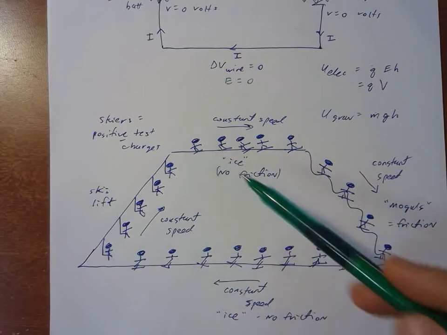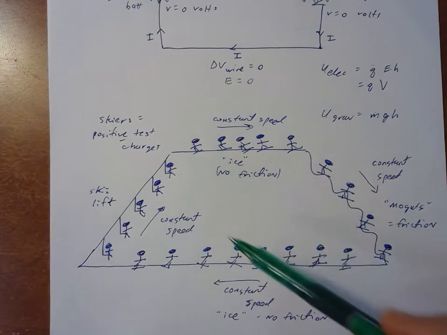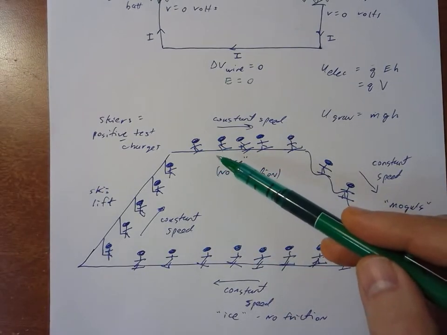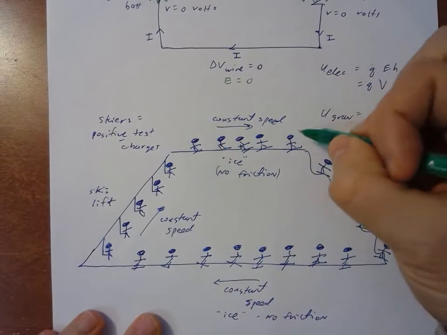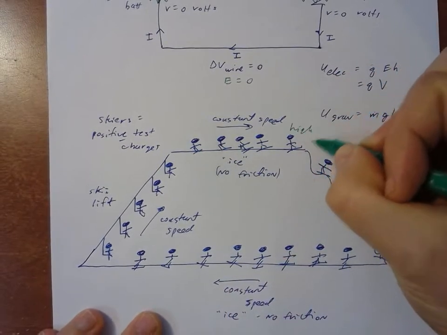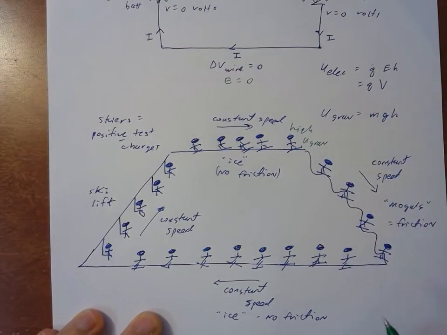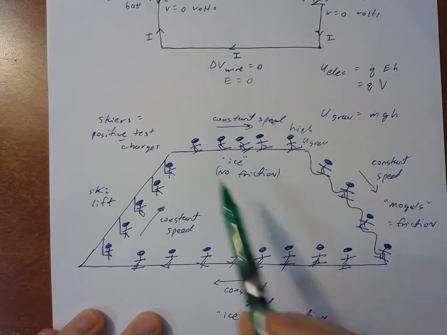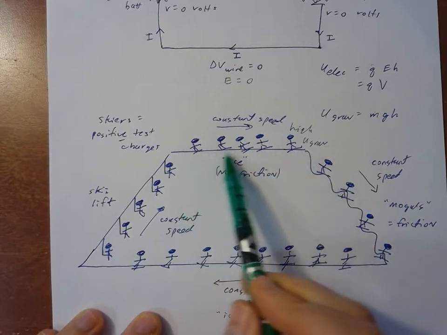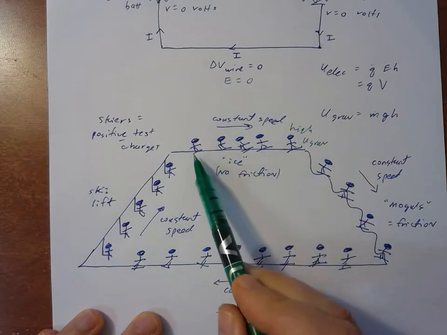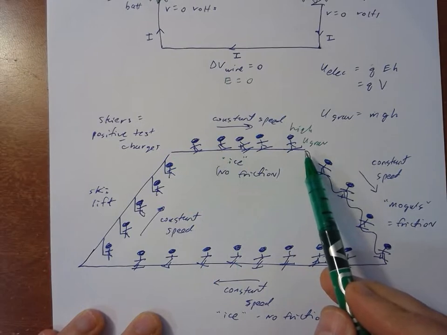But the ski lift has to do some work. It's an external force that has to do some work to lift them up there. So once they get to the top, they have higher gravitational potential energy because they're at a higher place in the gravitational field. When they ski across the top, that's a level surface. They're not going higher or lower, so they're maintaining a constant high gravitational potential energy.